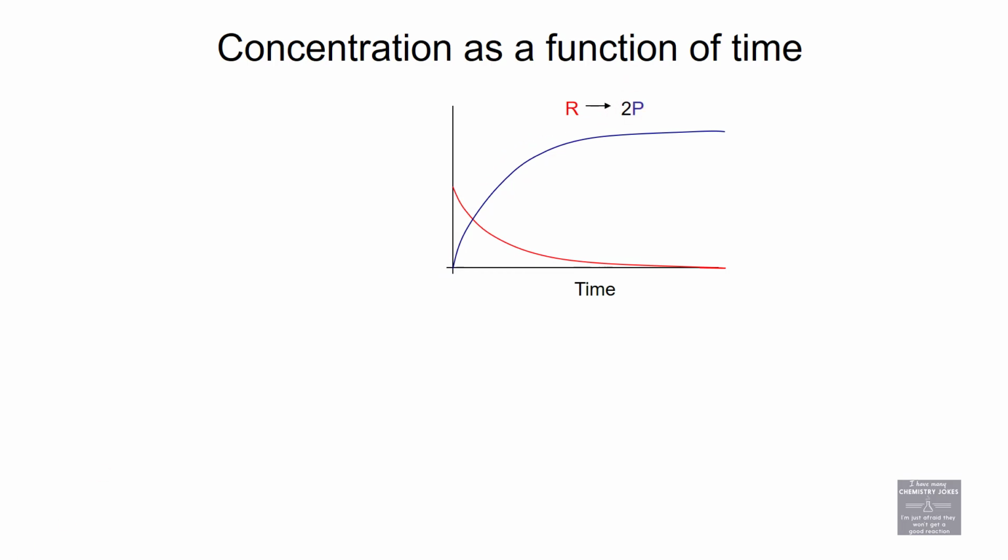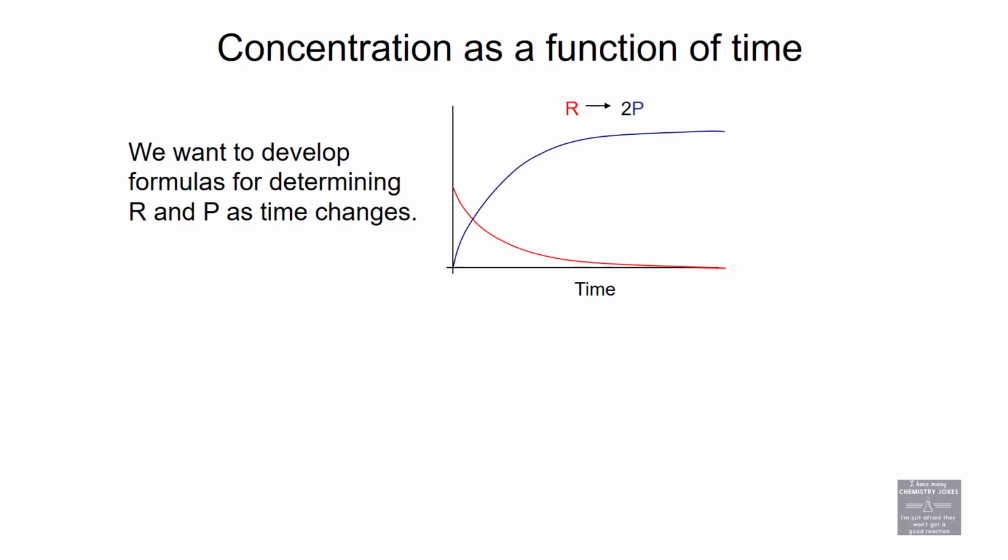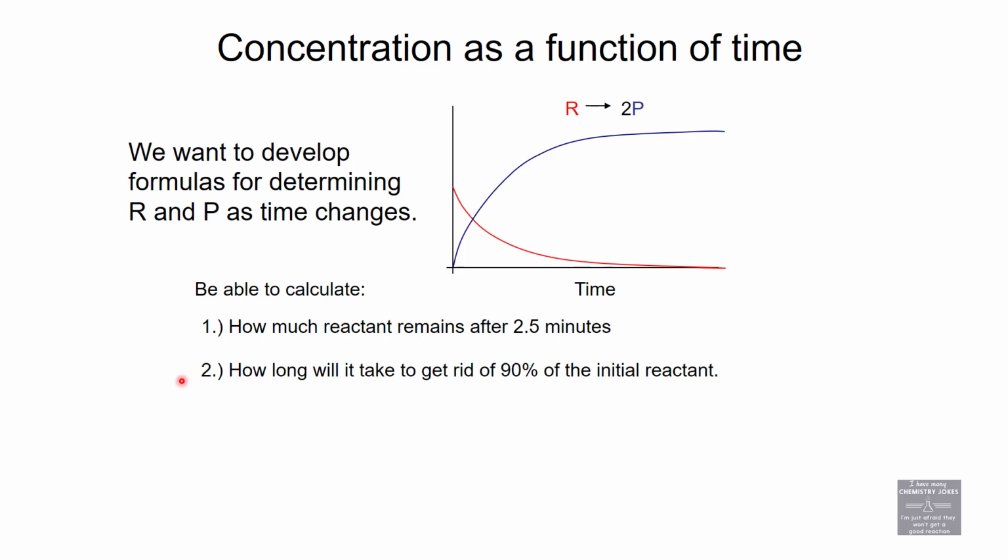Okay, cool. We want to develop formulas for determining how reactant changes over time, or even how product changes over time. And we're going to do that so that we can calculate how much reactant remains after a certain amount of time, or how much product forms after a certain amount of time. How long will it take to get rid of 90% of the initial reactant? So 10% of the initial reactant remains, but 90% has reacted. We're going to come up with formulas for calculating these things.